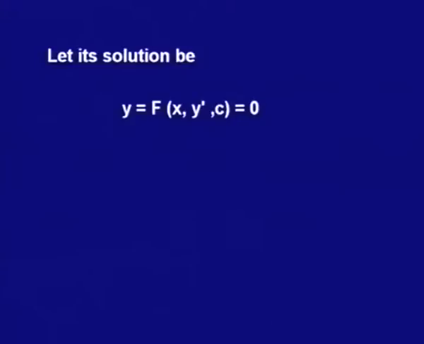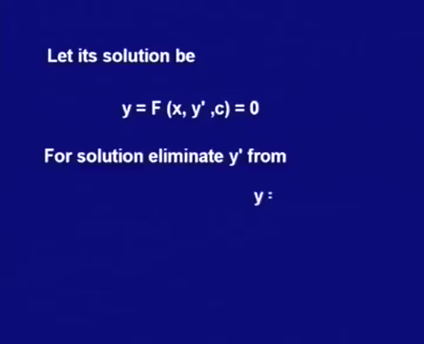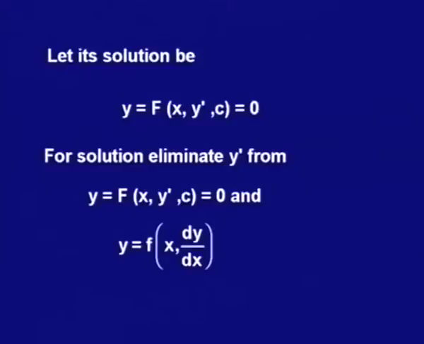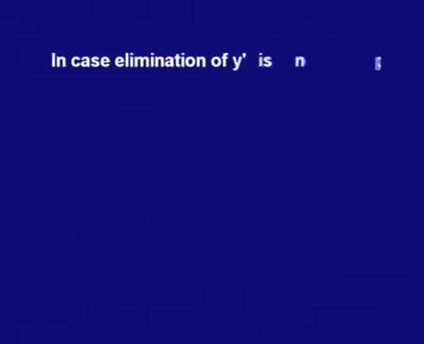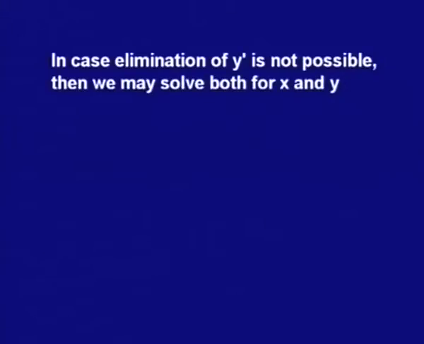So, for the solution of the equation, what will we do? We will eliminate this y dash from this solution and the original equation which we do have, y is equal to f of x, dy over dx, and that would give me the solution of our equation y is equal to f of x, dy over dx. Many times it may not be possible to eliminate, that is, the equations we are getting are not in simple form and we are not able to eliminate y dash.